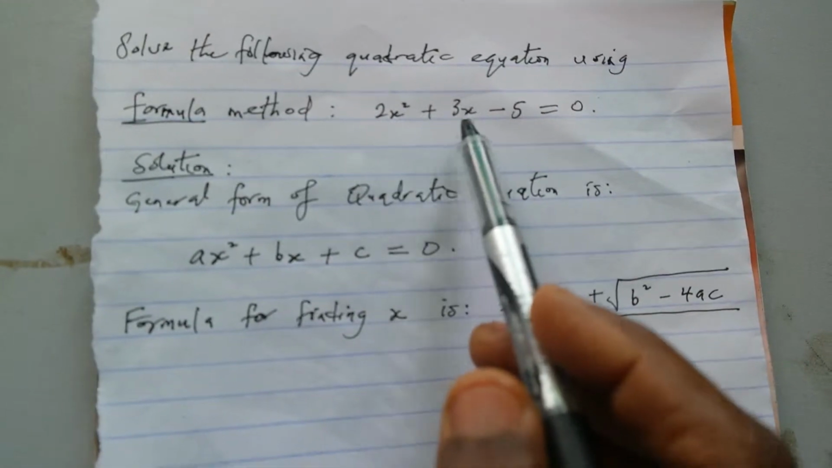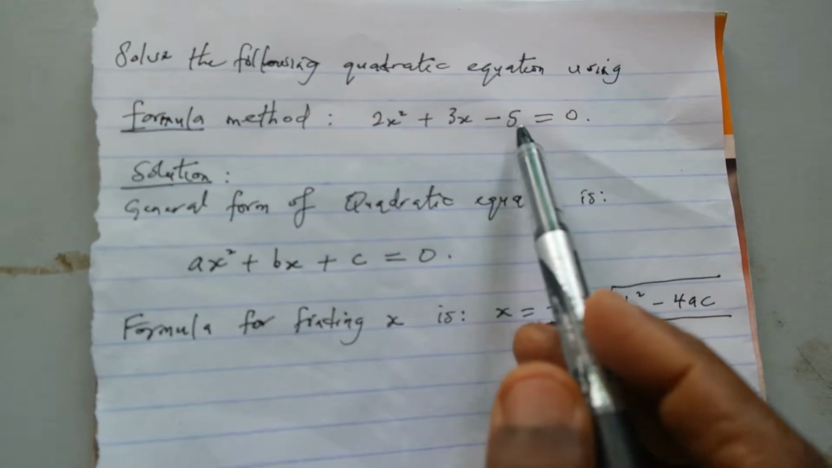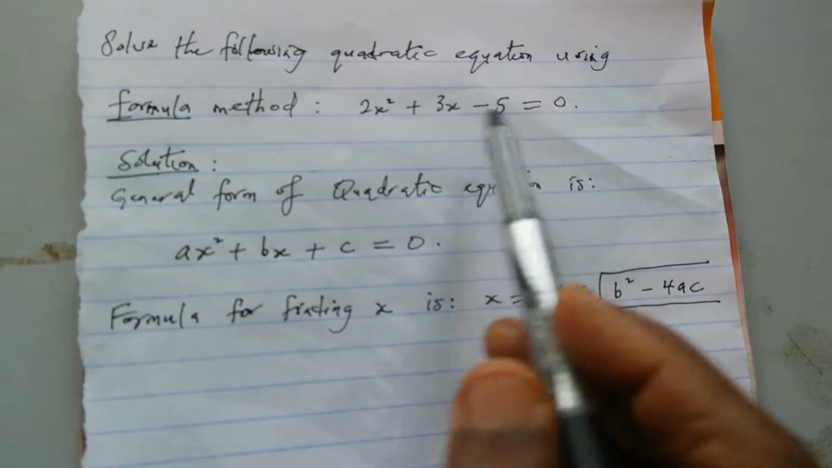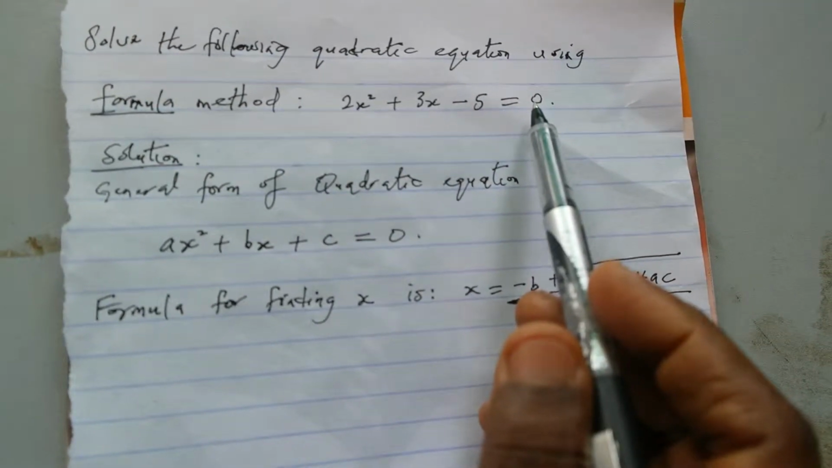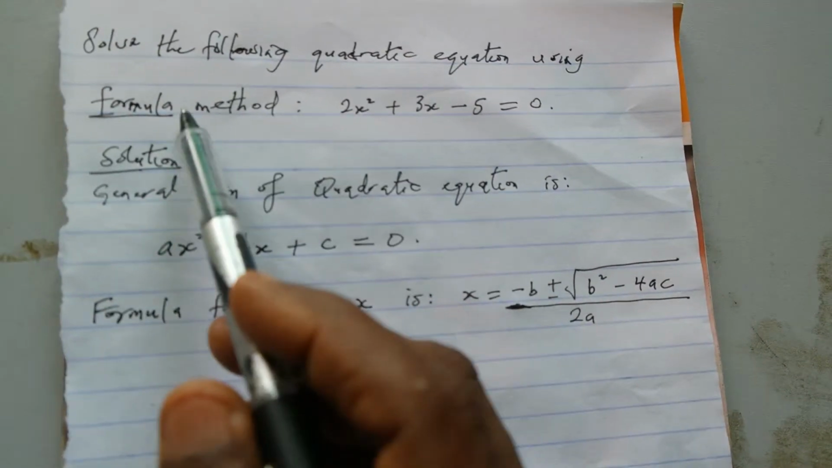2x squared plus 3x minus 5 is equal to 0. We are asked to solve this using formula method.